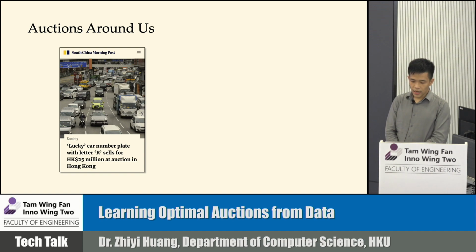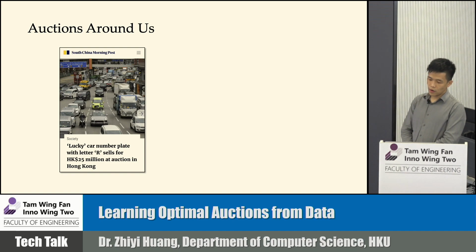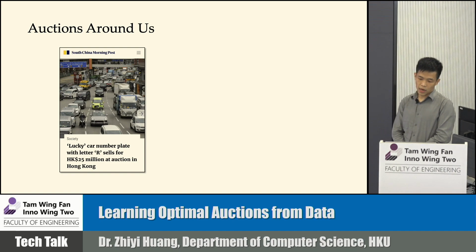Usually the sale prices range from tens of thousands to hundreds of thousands of Hong Kong dollars. But in February this year, a lucky car plate with a single letter R sold for 25 million Hong Kong dollars, and that made it to the headline.